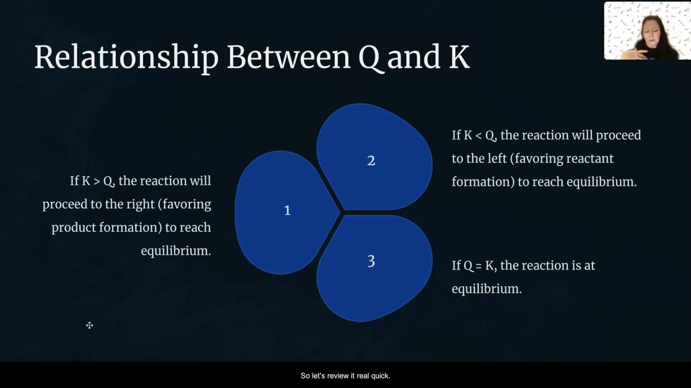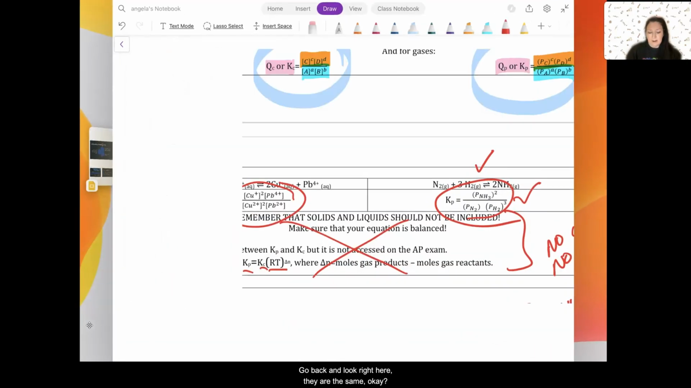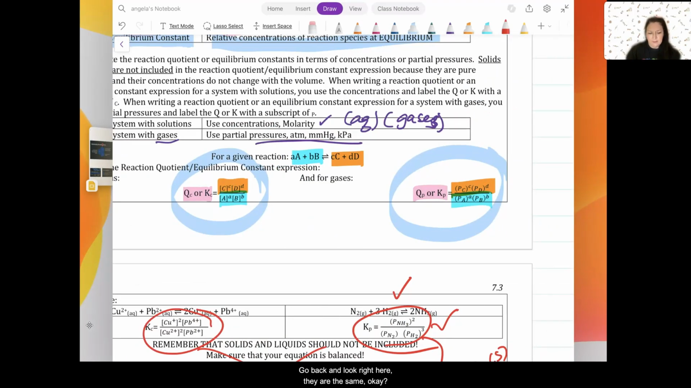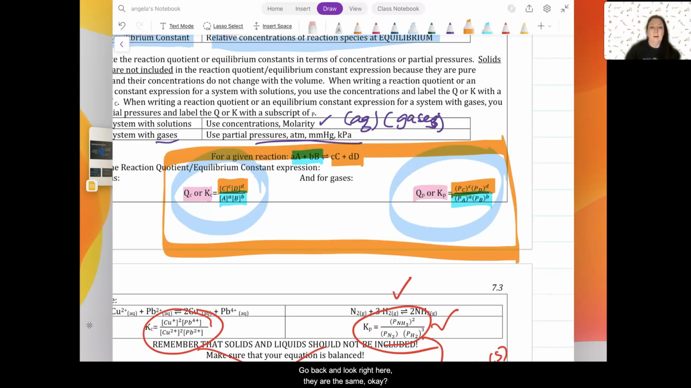So let's review it real quick. If we're definitely in equilibrium, it's K. If we don't know where we are, at any point in time, from start to finish, after we disturb equilibrium and screw around with it, back to equilibrium or whatever, we calculate Q. They're the same algebraically. Go back and look right here. They are the same.